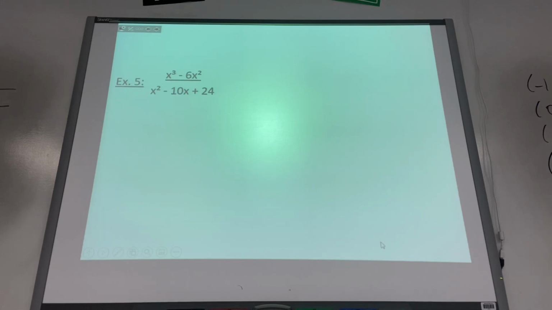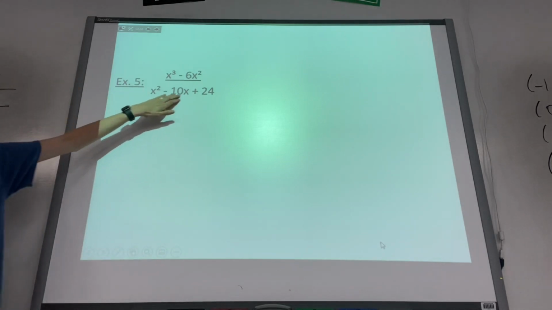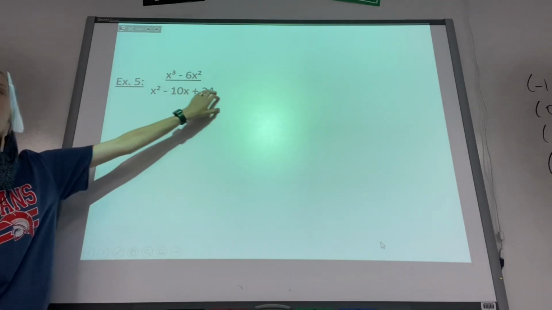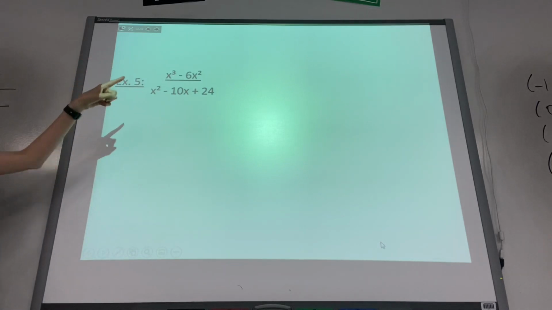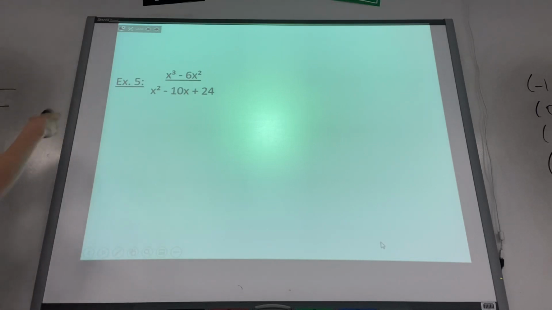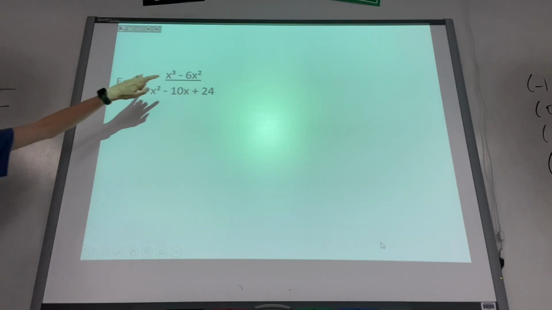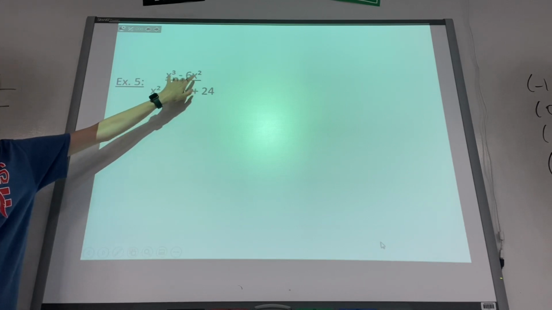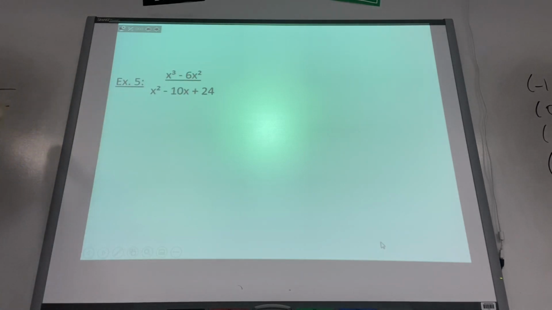Okie doke. Top part. X cubed minus 6x squared all over x squared minus 10x plus 24. The bottom is looking great. I think this will be nice factoring on bottom. The top part though, I see the minus, but it's definitely not a difference of squares. Anybody know what we could maybe do on top?